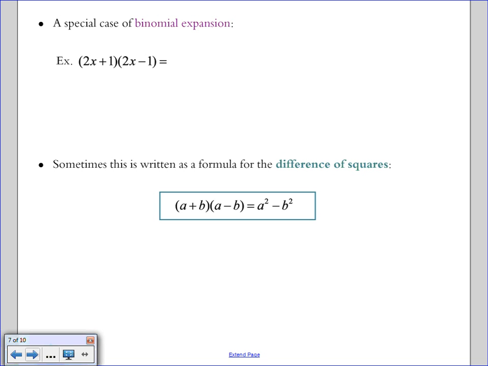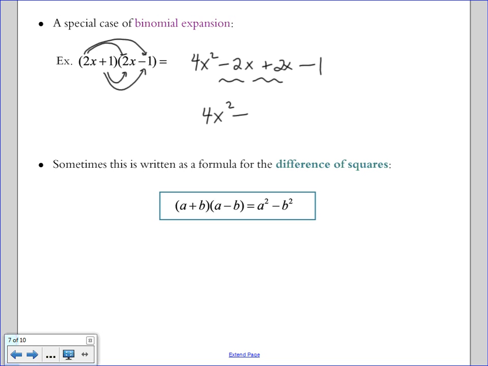What's going to happen is the 2x times 2x gives us 4x squared. The 2x times -1 gives us -2x. When we distribute the 1, we see a plus 2x, and then the final term is going to be -1. The middle 2 terms, the like terms, are the opposite of each other, so they add up to 0 and they go away. So you end up with fewer terms than you might think, because the middle 2 terms cancel each other out.